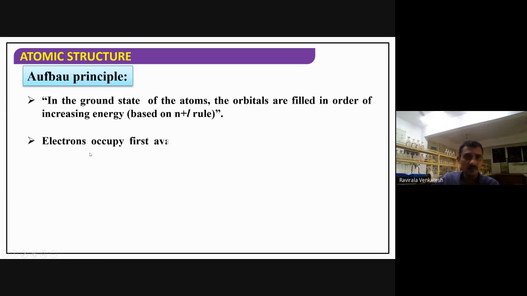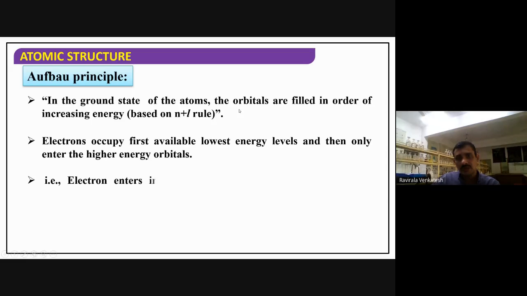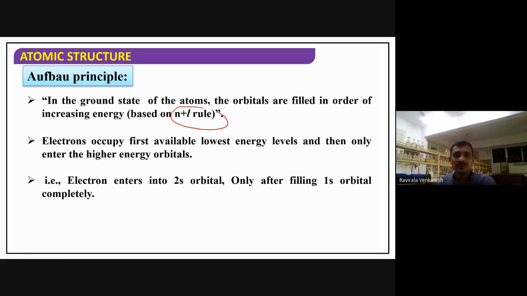First, let me see the Aufbau principle here. In the ground state of the atom, the orbitals are filled in increasing order based upon the n plus l rule. That means when you are filling the electrons, first you have to fill lower energy, then we have to go for higher energy. How do you climb the steps? Lower to higher. So whenever you are filling the electrons, you have to fill from lowest energy to highest energy.